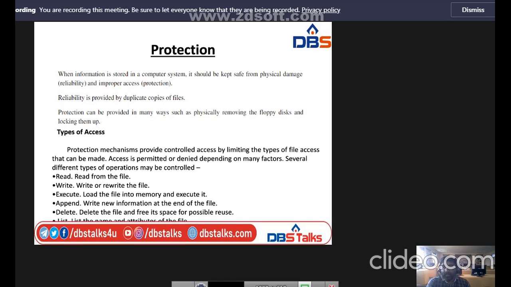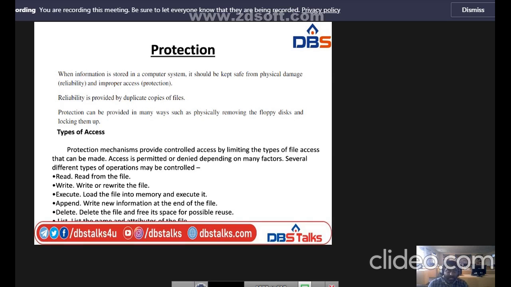What are the various types of access? Here we are going to know about types of access. Complete protection to files can be provided by prohibiting access. Systems that do not permit access to the files of other users do not need protection. Both these approaches are extreme. Hence, controlled access is required. So, a protection mechanism provides controlled access by limiting the types of file access that can be made. Access is permitted or denied depending on many factors.